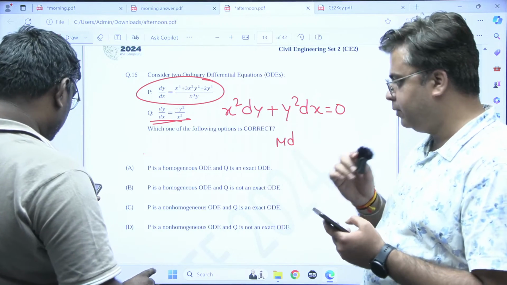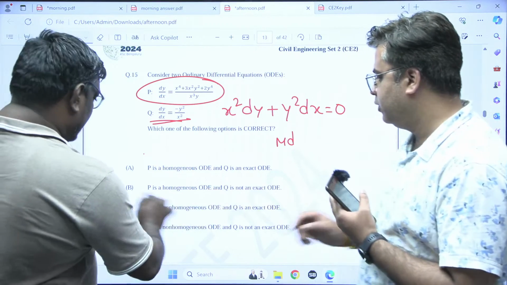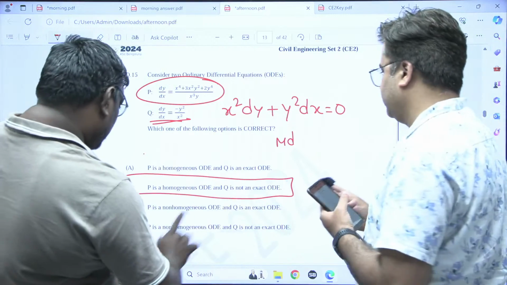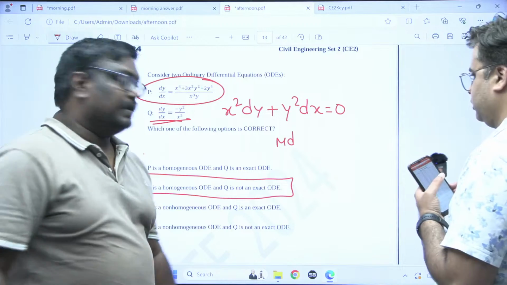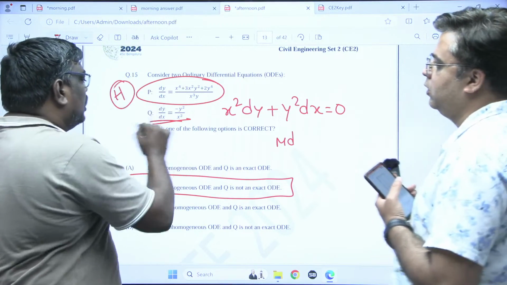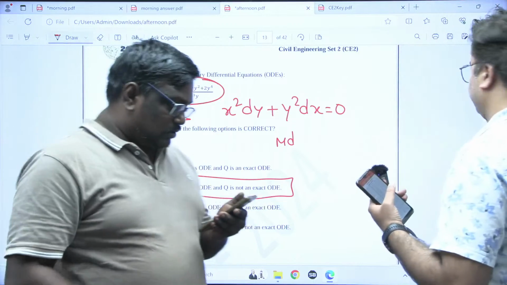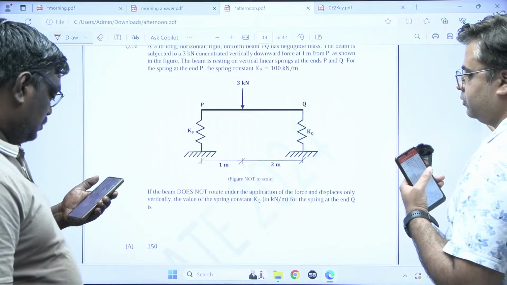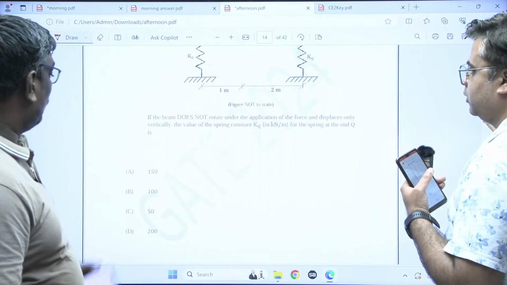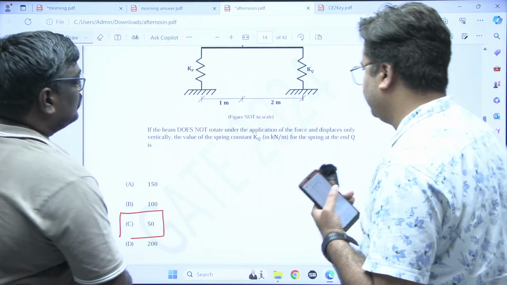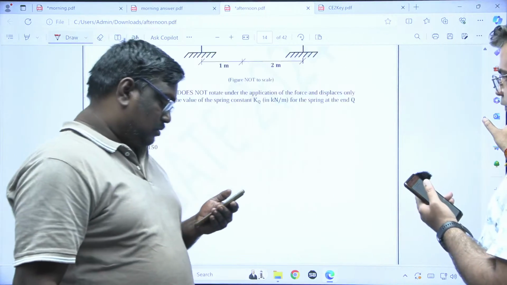Option B. P is homogeneous, Q is not exact. Sir, P is non-homogeneous they have given. So see students, P is homogeneous and Q is not exact. Okay, sir, we can go. Next, you have question number 16. Option C is the answer, sir. Yes, option C is the correct answer for question 16.